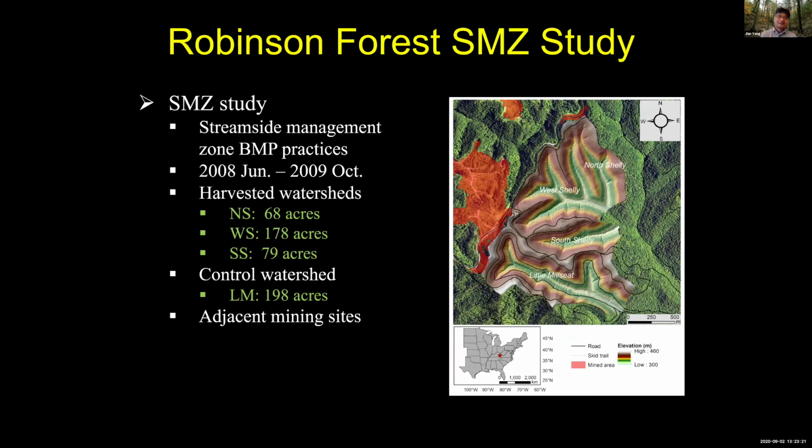And I took advantage of the existing experiments that were conducted in the Robinson Forest SMZ study. This study was established in 2008 and 2009. What we look at are the 3 harvest watersheds, which are the North Shelley, the West Shelley, and the South Shelley. There we also look at the control watershed, which is the Little Millseat. Keep in mind that those 4 watersheds are located on the west edge of the Robinson Forest, closer to some adjacent mining sites or reclamation sites.